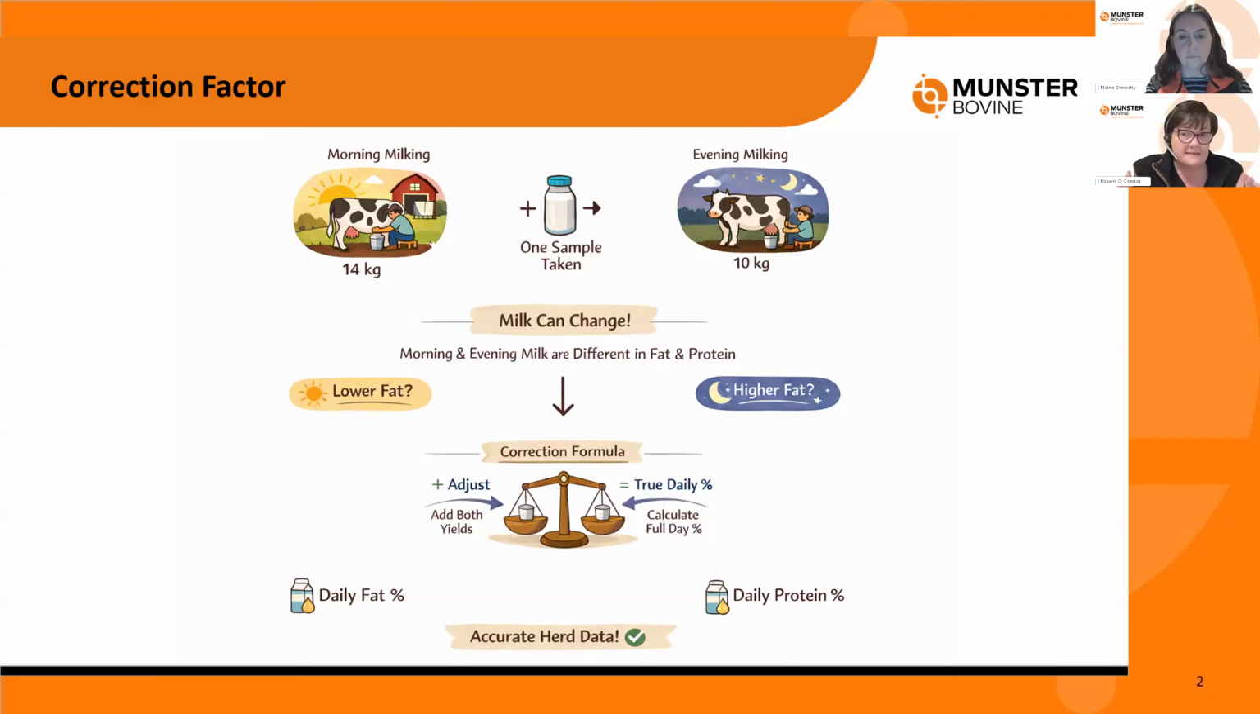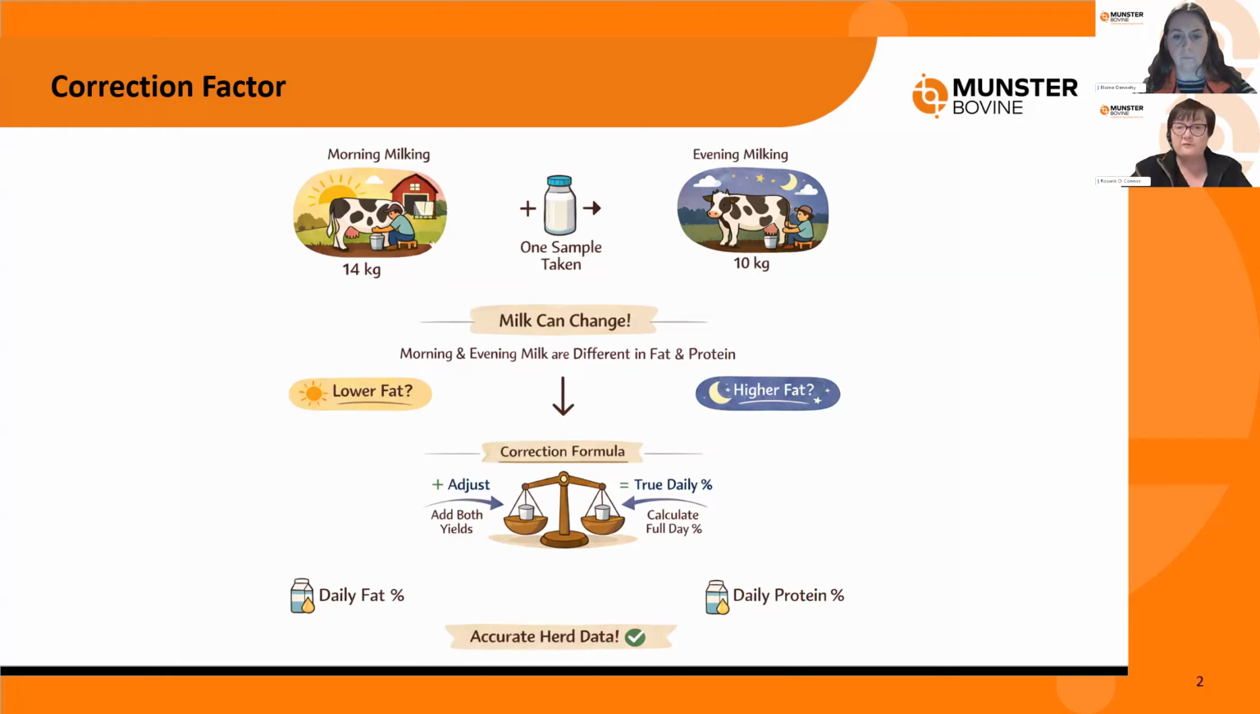We do a really significant correction factor for fat. We do not do such a significant correction factor for protein, because the protein in the morning and the evening, providing the diet is the same, there isn't a huge difference between AM and PM protein, but there is quite a significant difference in fat. So we do a significant correction factor for fat.